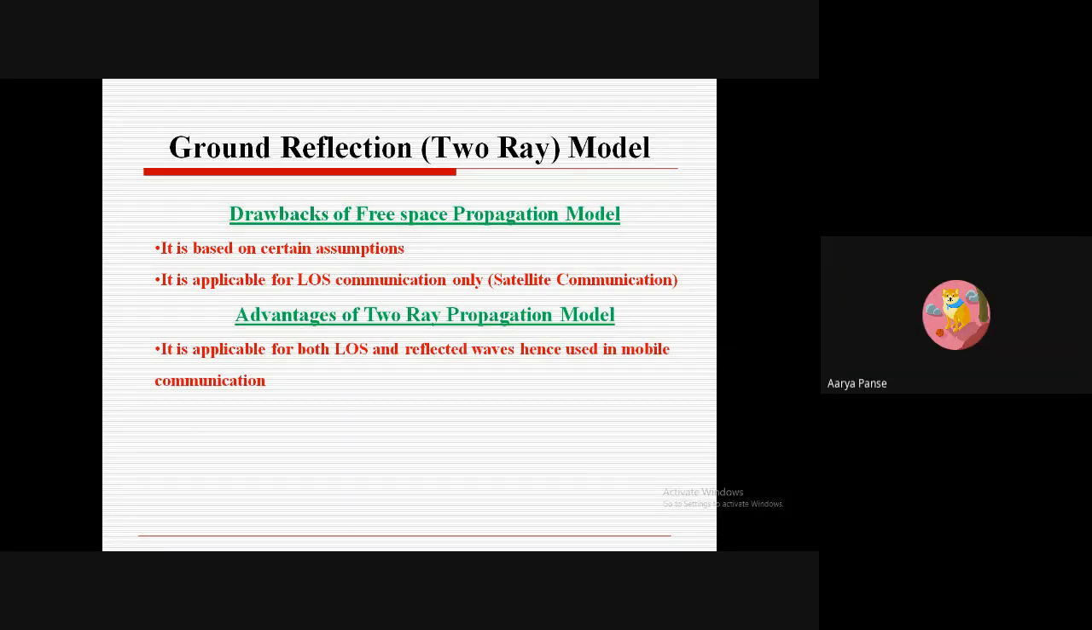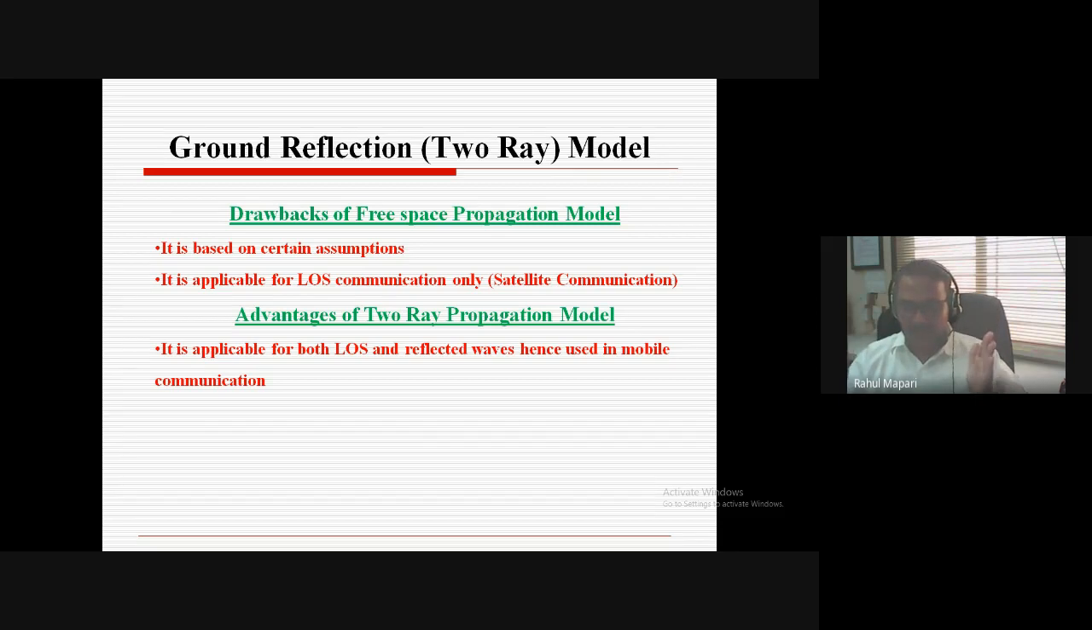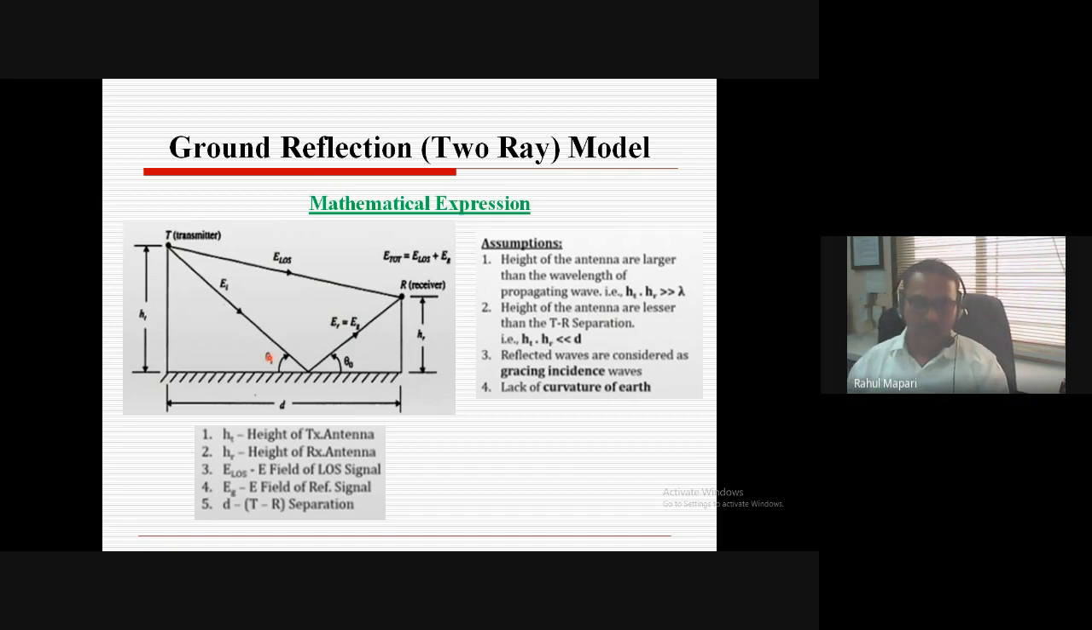Okay, now in detail the diagram of it and find out the strength, you can say, or the equation of received signal at the mobile. So this is a diagram. In exam also you need to draw this diagram. Now, this is the ground. Okay, this is the transmitter tower, you can say. Height of transmitter tower is HT. This is the receiver tower, receiver. Height of receiver tower is HR.